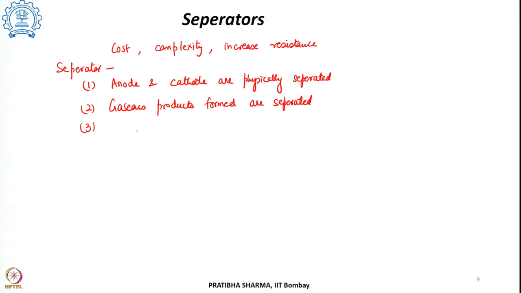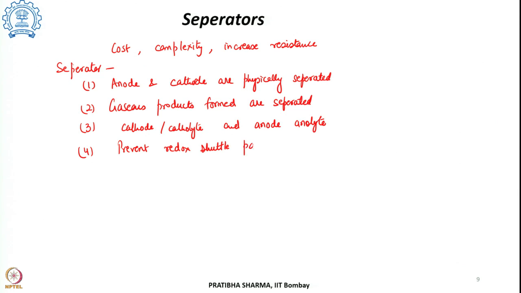At the same time, we can use independent catholyte and anolyte in the presence of a separator. It can also prevent the redox shuttle, which is in fact parasitic in nature. A parasitic redox shuttle is when the species can undergo reduction at one electrode and reoxidation at the other electrode, and that can be avoided. At the same time, the separator can be selective towards one ion, and it can selectively allow that particular ion in the transport of ions.